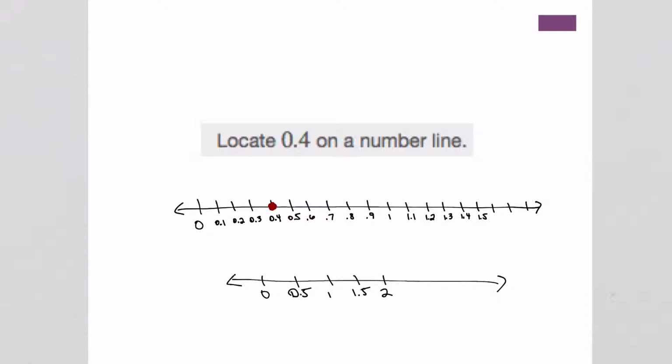Then you could still approximate where 0.4 is. It's not quite to 0.5, it's about right here. And then you would need to label it on top if you had to estimate where you thought that it was.